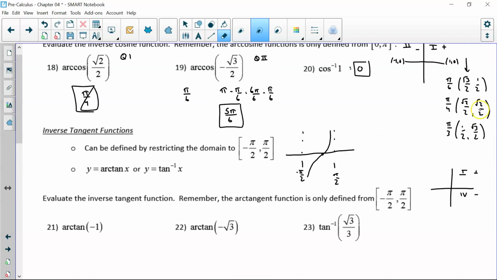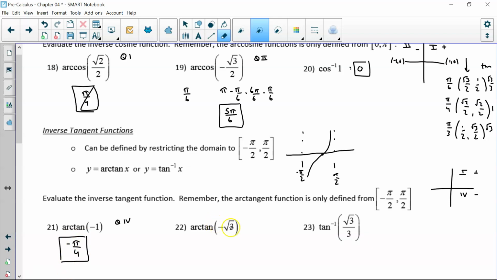Now I'm just going to kind of piggyback off of these. The tangent of theta at pi over 6 is root 3 over 3. At pi over 4, the tangent's 1, and for pi over 3, the tangent is root 3. So the arctangent of negative 1, it's negative, so we're in quadrant 4. For 1, it's going to be pi over 4. Since we're in quadrant 4, it's negative pi over 4.